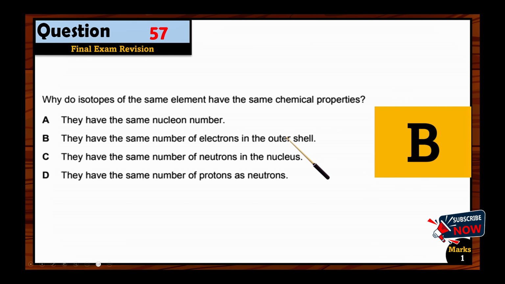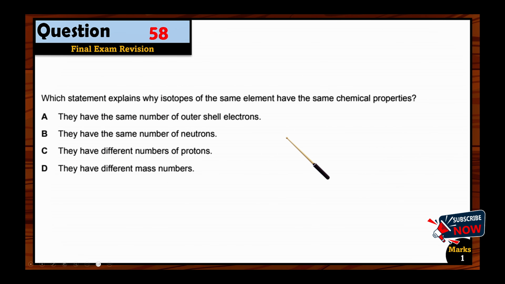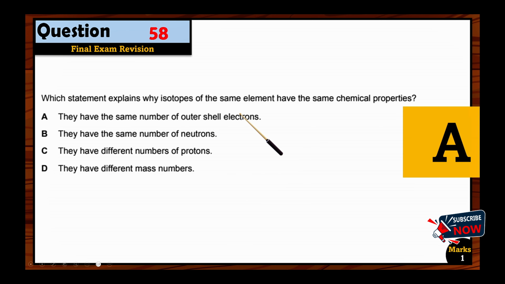Now I will show you that all the questions are repeated in different styles. They are asking the same question again and again in different papers. Which statement explains why isotopes of the same element have the same chemical properties? Electrons, as I already told you: they have the same number of outer shell electrons. So option A is right.